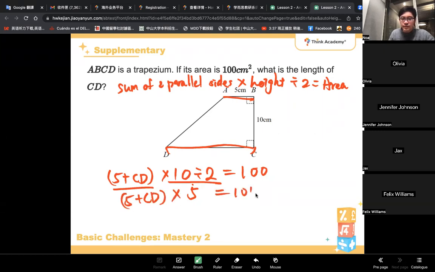It's 100, right? So if we divide it by 5 on both sides of the equation, we can get rid of this. This is 1. 5 plus CD times 1 is 5 plus CD. And 100 divided by 5 is 20. So now you get how long the line CD is. It's 15 centimeters.